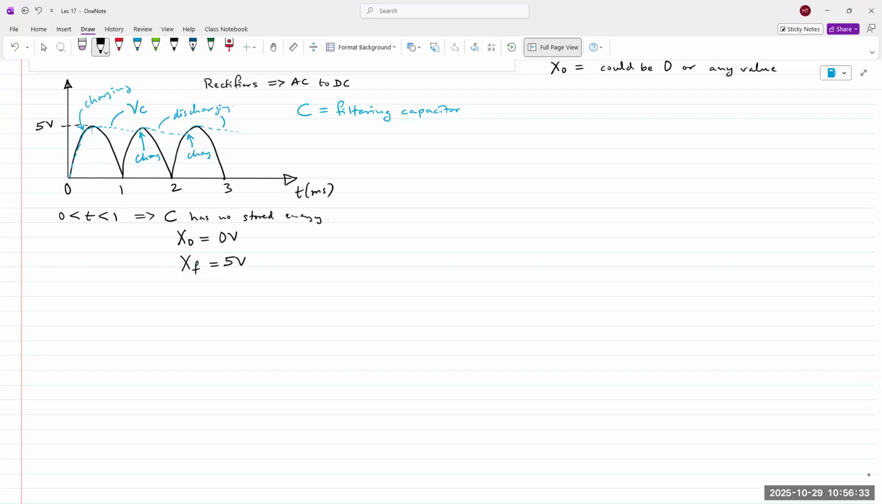Then when the input starts going down, the capacitor begins discharging. Now, this discharge portion is being supplied. The capacitor has stored the energy, so it's now supplying that stored energy to the output. So at the time the input is going down, the output still receives the energy from the capacitor. All of this portion is the stored energy that is provided to the output from the capacitor.